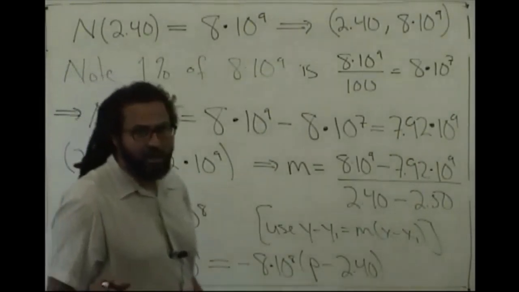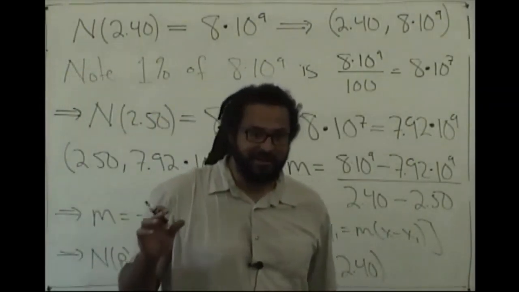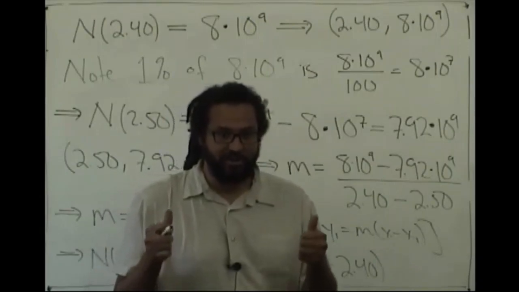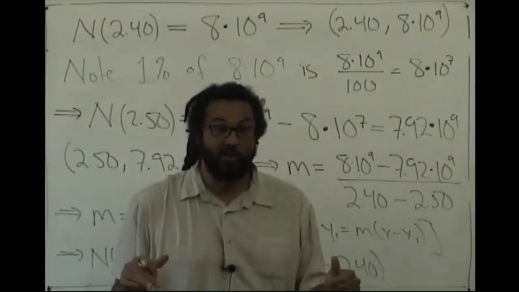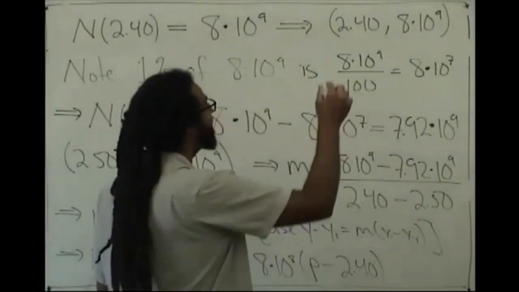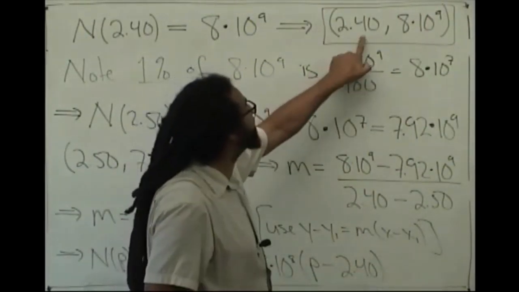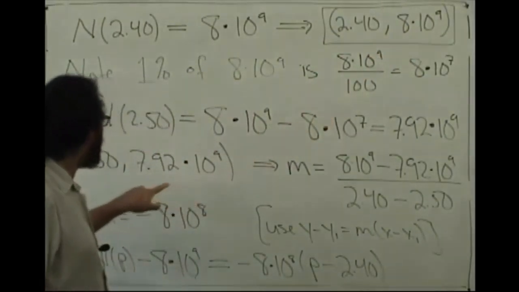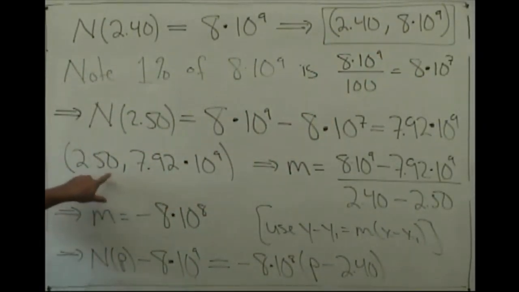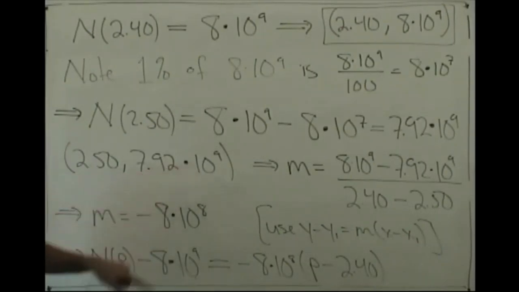So now, assuming that the demand curve is linear, we've got 2 points on the graph of this thing, so that's all we need to completely describe it. Right, so we've got this point, 2.40 comma 8 billion, and we've got this other point, 2.50 comma 7.92 billion.